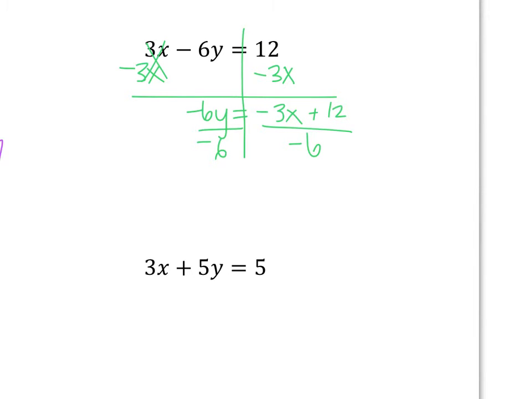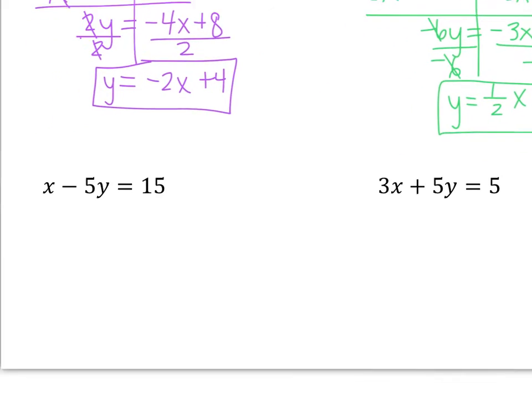Again, if you do something to one side of the equation, you must do it to the other, and each term also, like I said, has to be divided by negative 6. So I get y equals, because the negative 6s cancel out, negative 3 over negative 6 is positive 1/2 x, and then 12 divided by negative 6 is negative 2. And that would be the slope-intercept form.